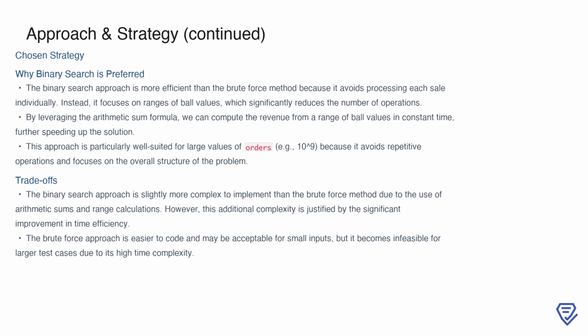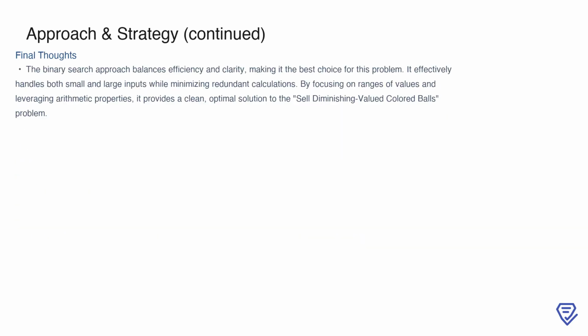However, there are trade-offs to consider. While the binary search approach is more complex to implement, involving arithmetic sums and careful range calculations, this added complexity is justified by the dramatic improvement in time efficiency. On the other hand, the brute force method is simpler to code and may be adequate for smaller inputs, but it quickly becomes impractical as the size of the input grows. The binary search approach strikes an excellent balance between efficiency and clarity, making it the optimal solution for the sell diminishing valued colored balls problem.